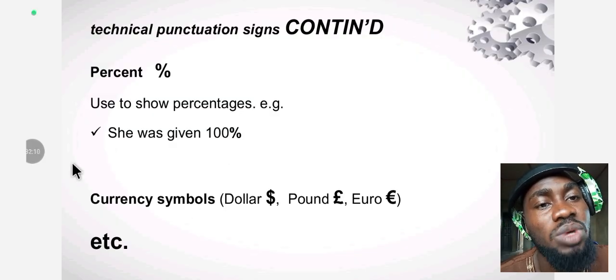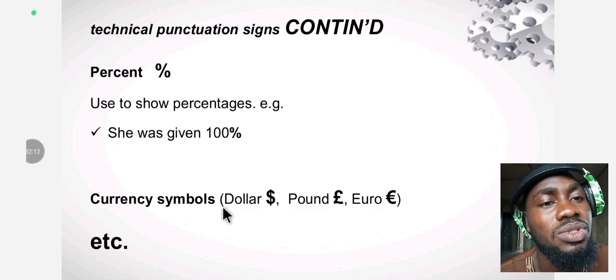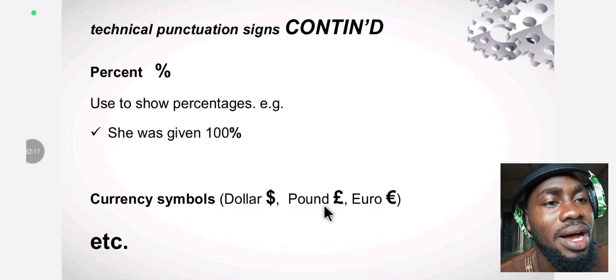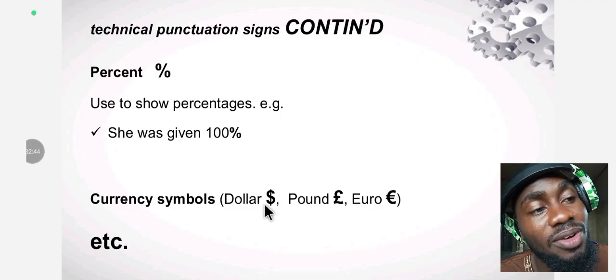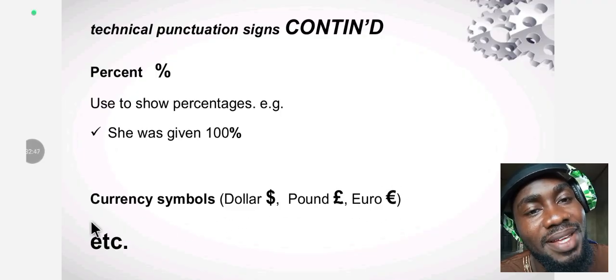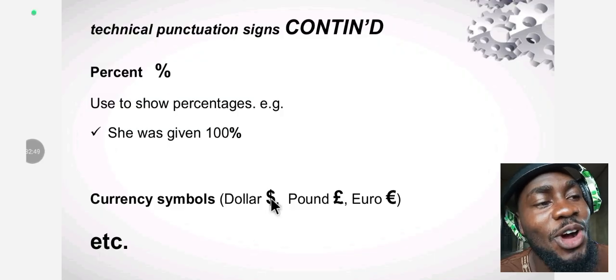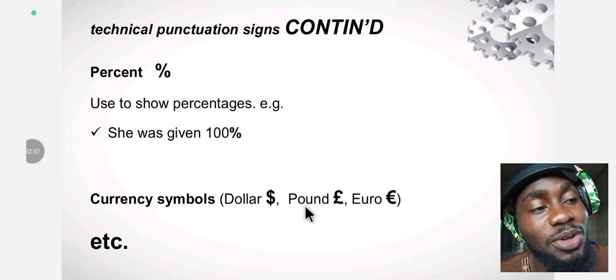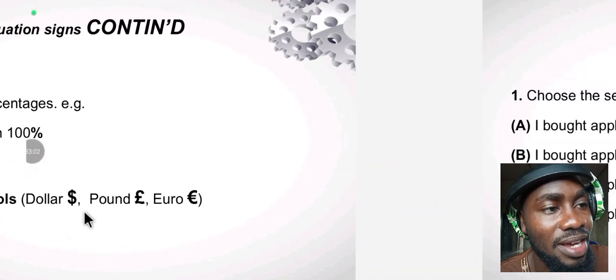The next we have here is currency symbols. Dollar, this is the symbol of dollar. Pounds, this is the symbol of pounds. Euro, this is the symbol of euro. Hope you know the symbol of naira. I believe you do. And so on and so forth. With this, we have come to the end of the technical punctuation signs. Okay, let's look at some exercises.